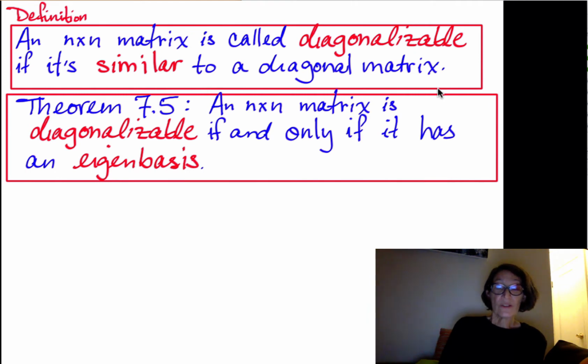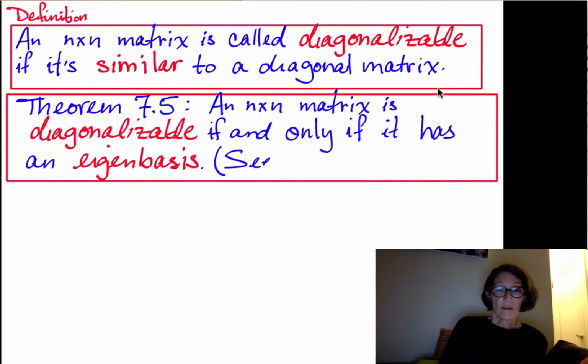So this is an if and only if theorem, which means that if you know the matrix has an eigenbasis, then you know it's diagonalizable. It's similar to a diagonal matrix. But also, if it doesn't have an eigenbasis, then you know there's no way it could be similar to a diagonal matrix. It can't be diagonalizable.